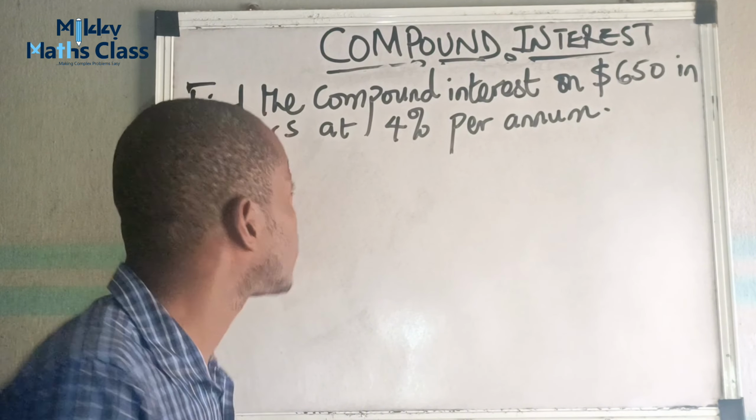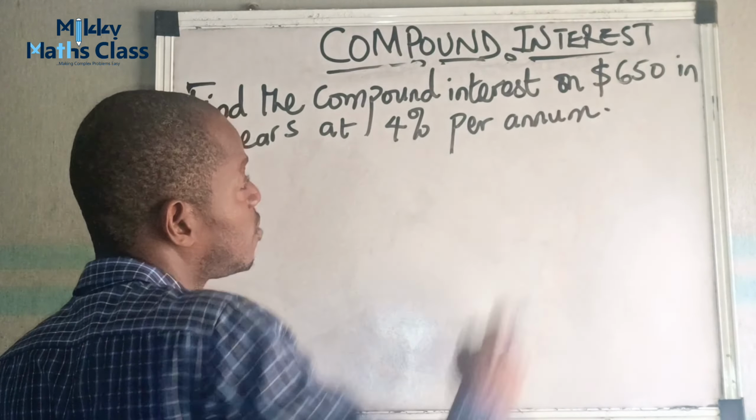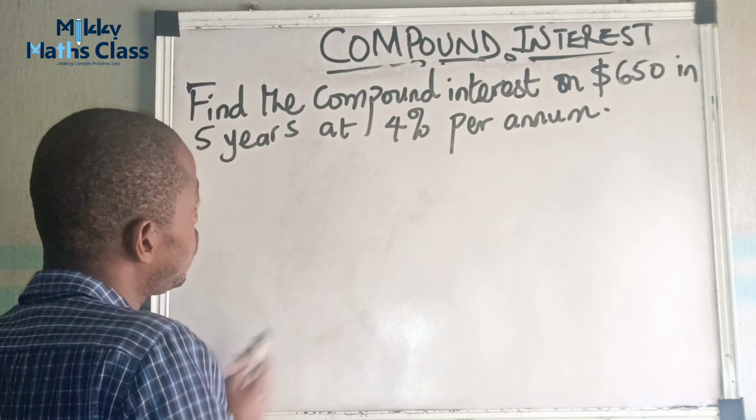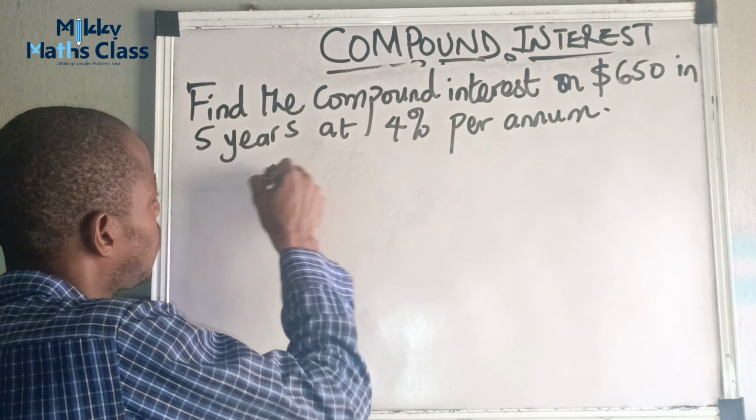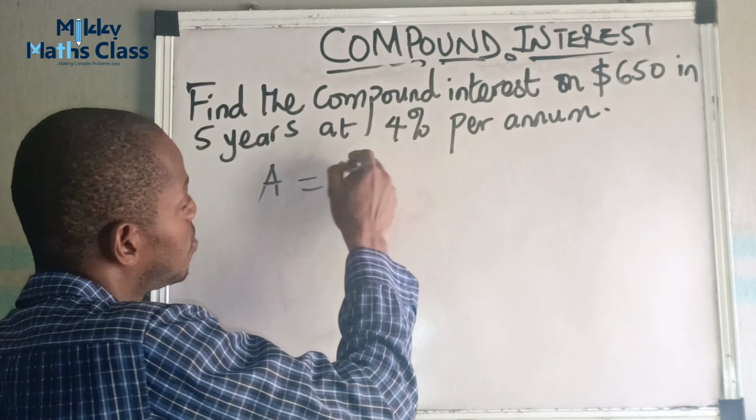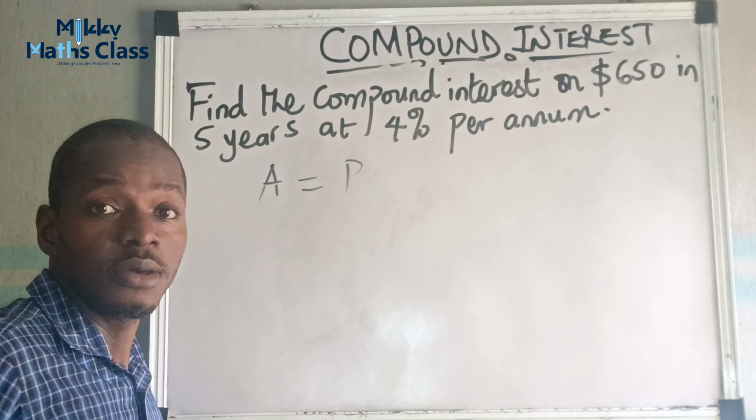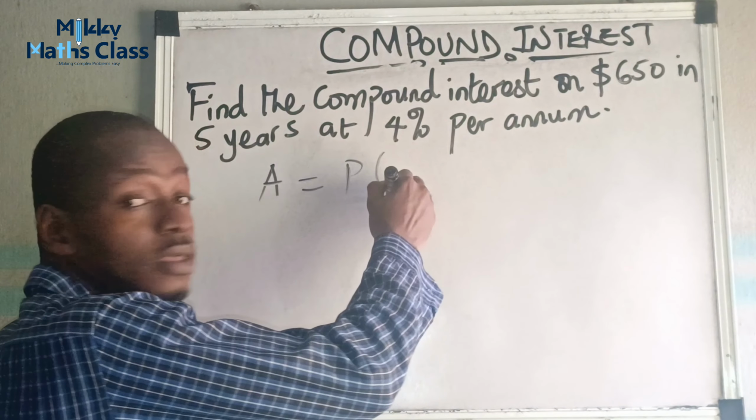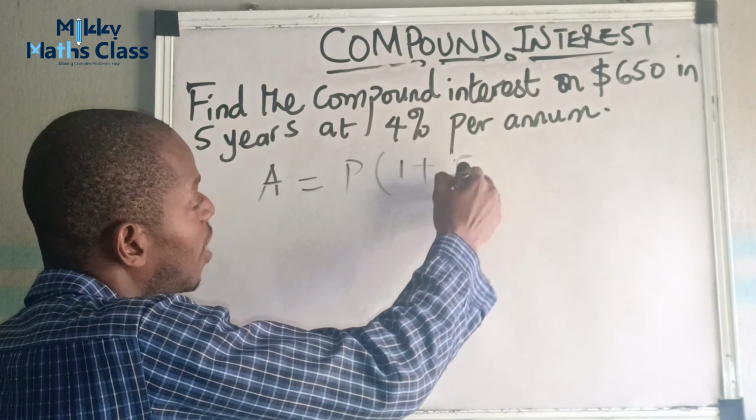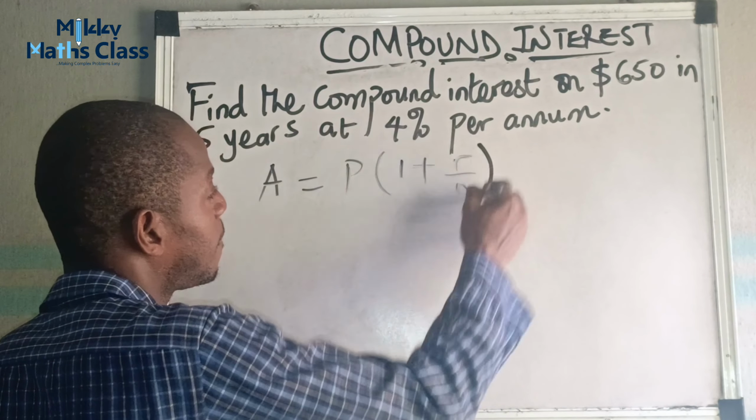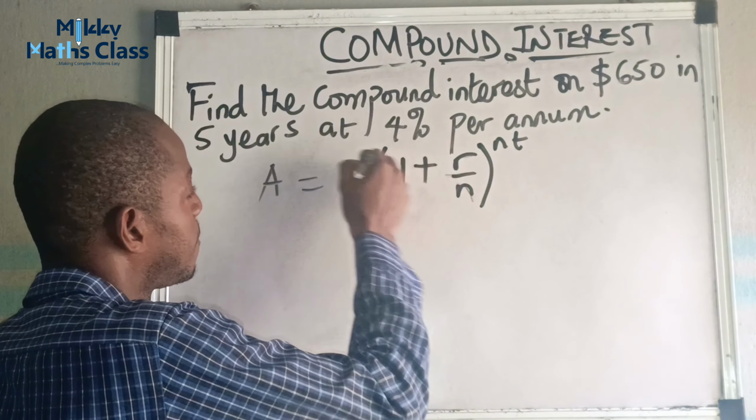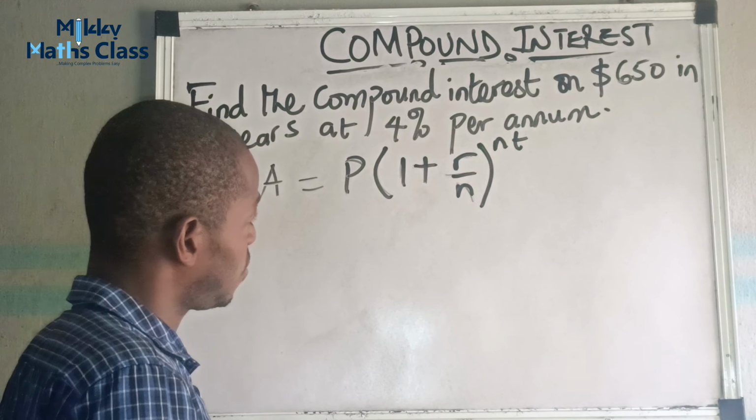All right, let's look at the second example. It says find the compound interest on $650 in 5 years at 4% per annum. The same way we did the last one, we'll find the amount first. Our amount is equals to our principal times 1 plus R over N raised to the power of NT.